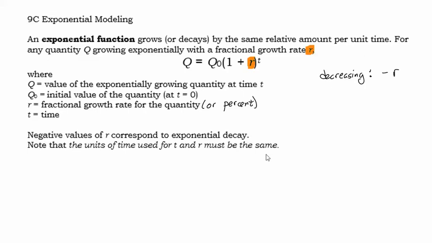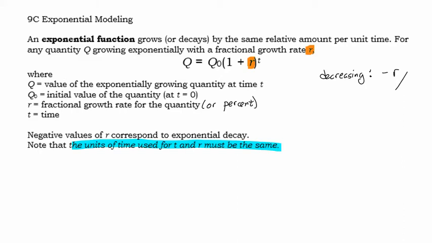That's kind of what I was talking about over here. One thing to be aware of is that the units of time used for t and r must be the same. So if I say that this r is decreasing by a certain amount per year, then this time has to be in years. If I say this is decreasing at a certain amount per month, then this time has to be in months. There's ways to modify that and deal with that, and we'll look at some other examples there. That's an important thing to understand.